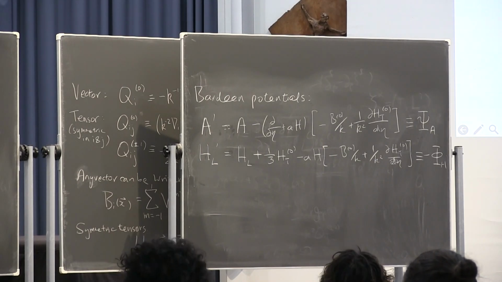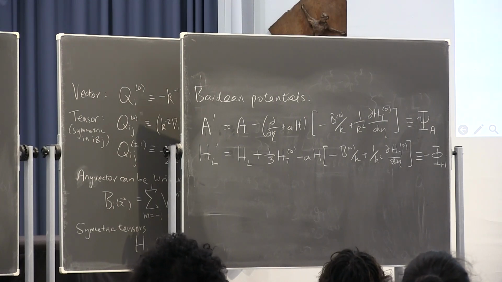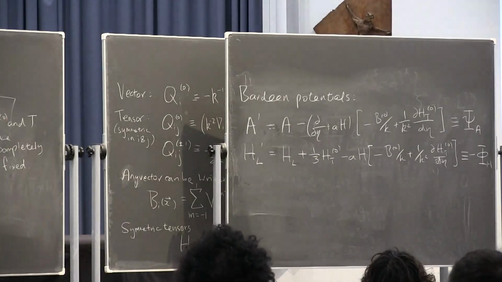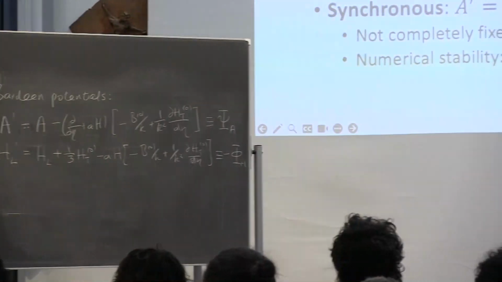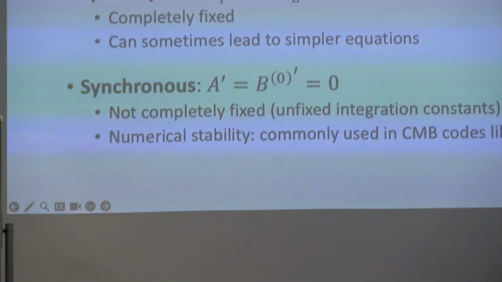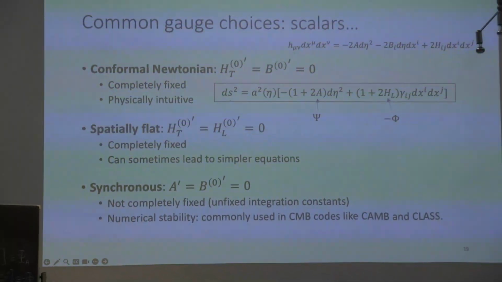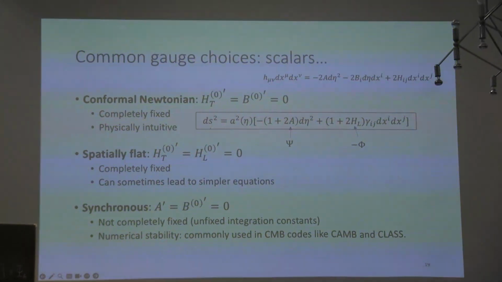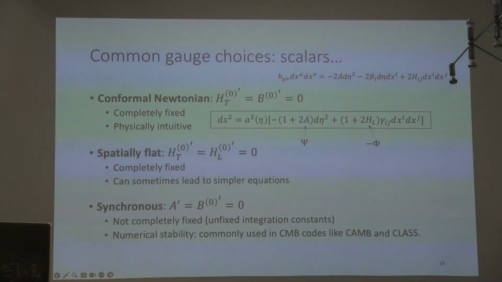And as I was saying earlier, they are nice and physically intuitive, but there are, of course, also other gauges you can choose. You can choose a spatially flat gauge, which is completely fixed as well. Sometimes you get simpler equations of motion. It's usually used in inflation calculations. The synchronous gauge is another one. That's basically fixed by fixing A prime and B to zero.